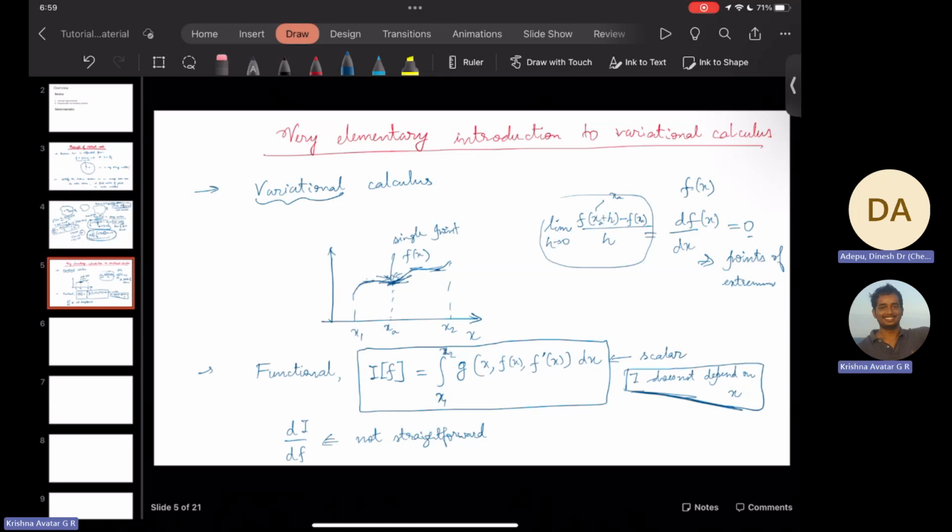So what you're saying is it doesn't depend on which x point we take, like which limits we take. Exactly, because it's all integrated. After integrating, x just goes out of this. x is nowhere to be found. So it just becomes a scalar, just a single value.